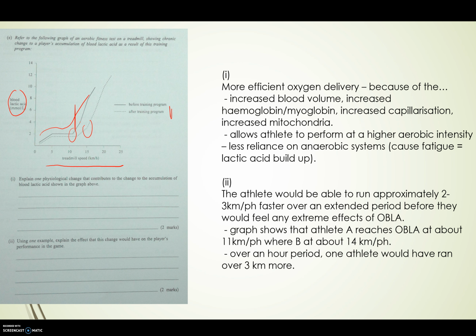And I've written here, graph shows that athlete A reaches OBLA at about 11 kilometers per hour, where B is at about 14 kilometers per hour. So over an hour period, one athlete would be able to run over 3 kilometers per hour further. So again, my analysis has been supported by getting data off the graph.